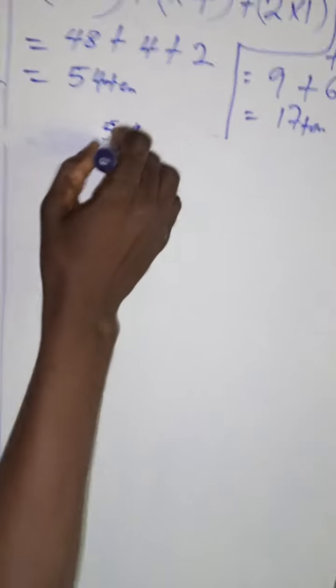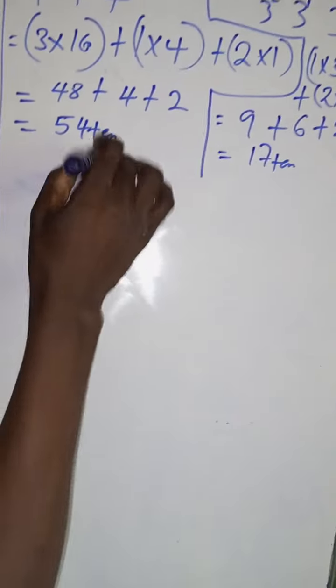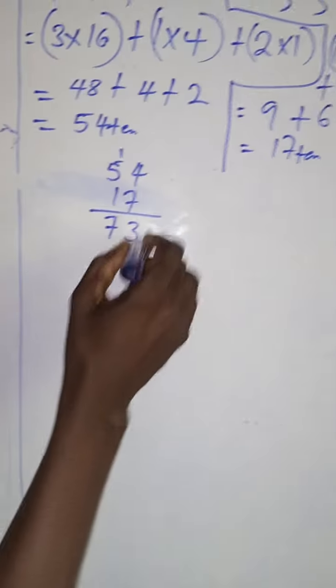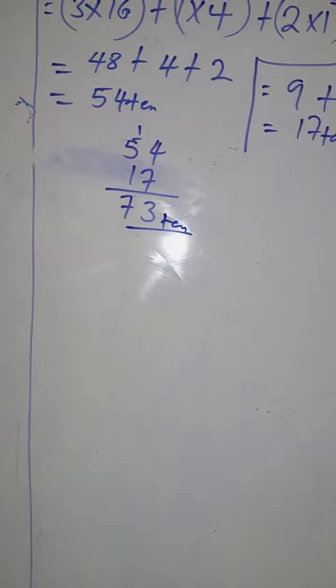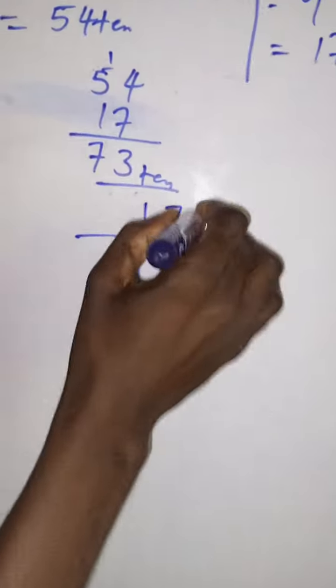Then I add the two. They are in base 10. Of course, I can add normally. This one is 13. I take 1. And this one gives me 7. So it's in base 10. So I should leave my answer in base 2. Then I convert it to base 2.